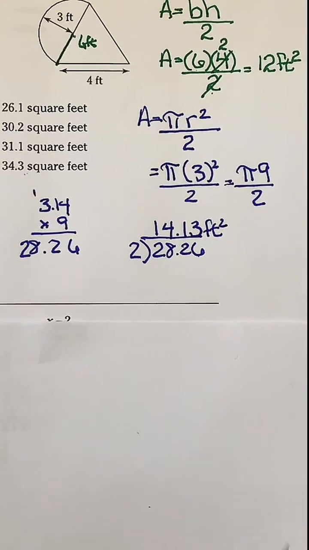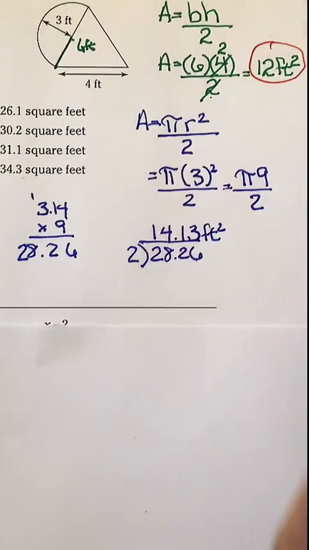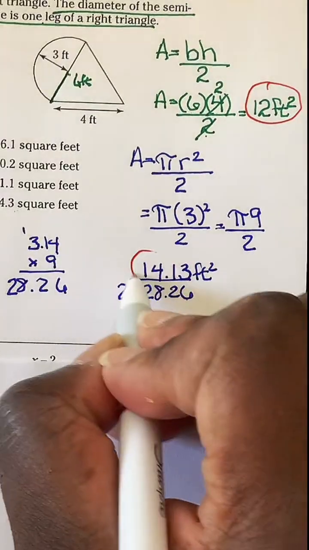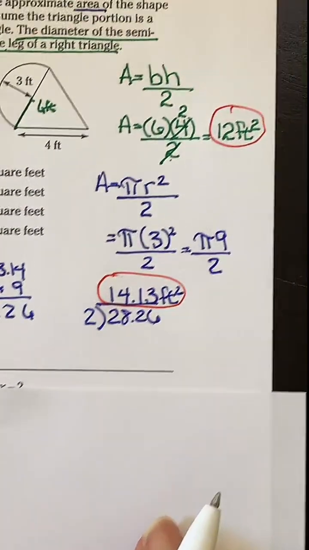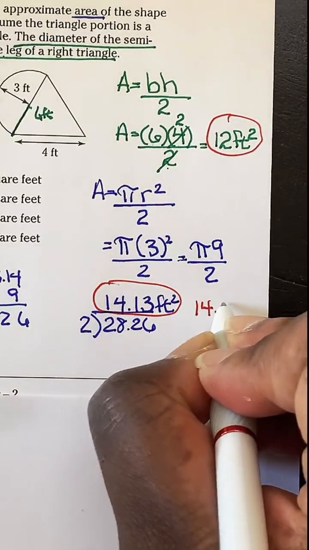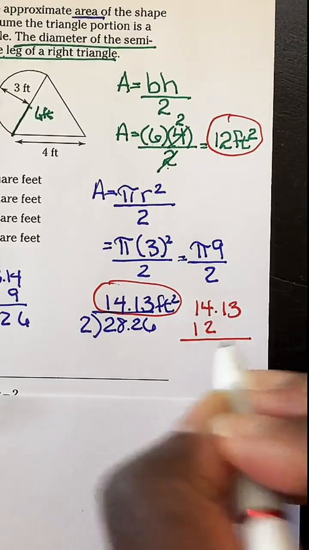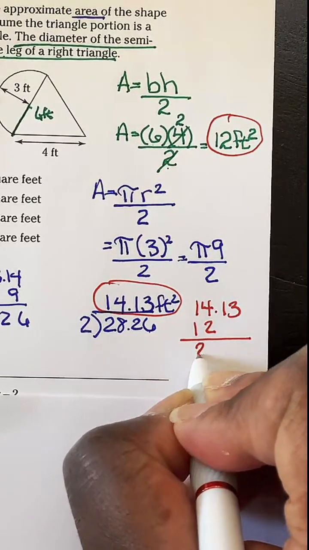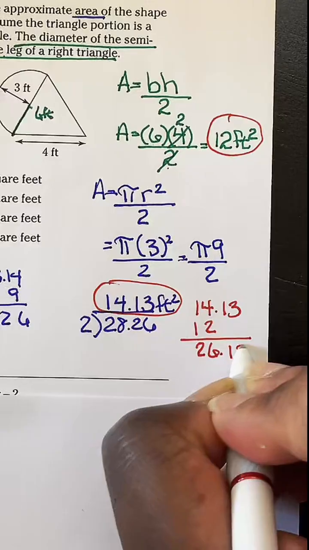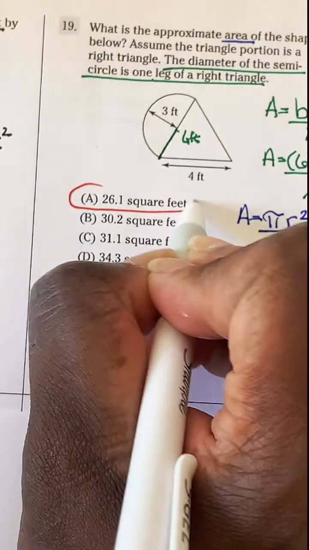So what we have to do next is add these two things together. You have your 14.13 and you have your 12. So you know this is going to give you a 26. So that's why your answer is A.